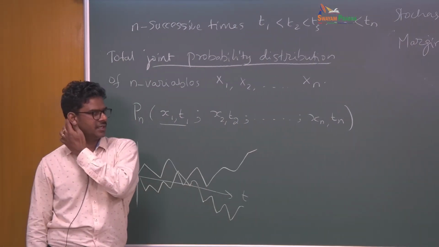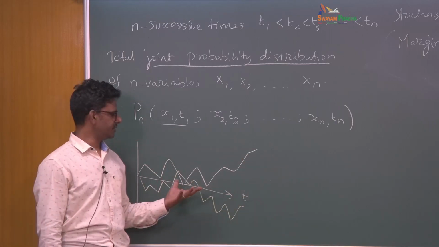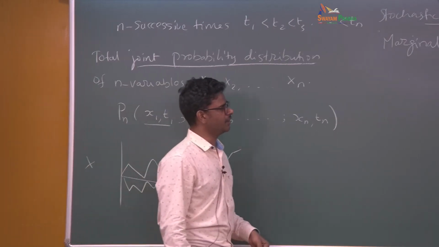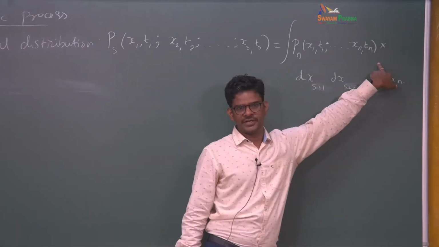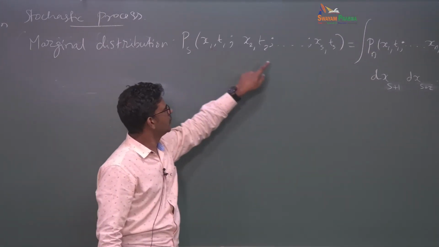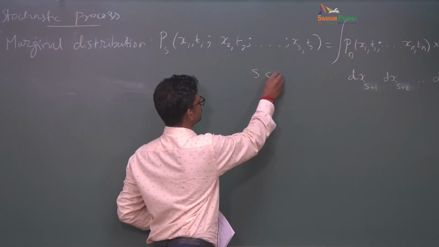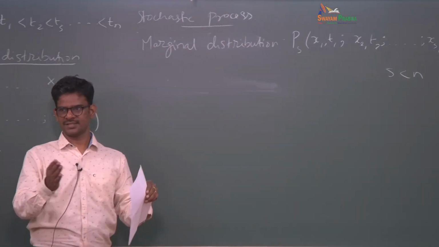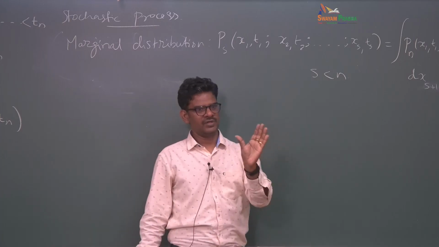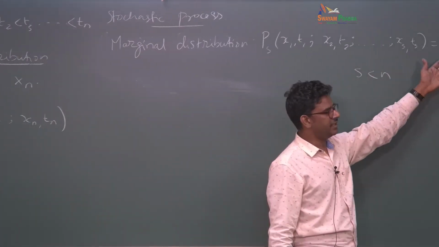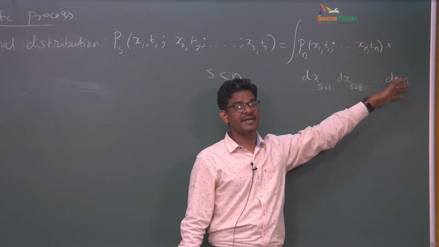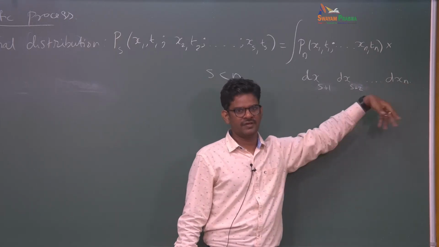Now, let us say I am not interested in the entire trajectory, I am only interested in a part of this trajectory. What is the likelihood of finding only part of the trajectory? Then we take this total joint distribution function and integrate out the other variables that we are not interested in. For instance, I am only interested from t1 to ts, where s is less than n. N is the total number of trajectory points, s is a subset, and we are asking what is the joint probability of this particular trajectory. This signifies only part of the trajectory, and we can obtain that by integrating out the total joint distribution function over the remaining variables, from s plus 1 onwards up to n.